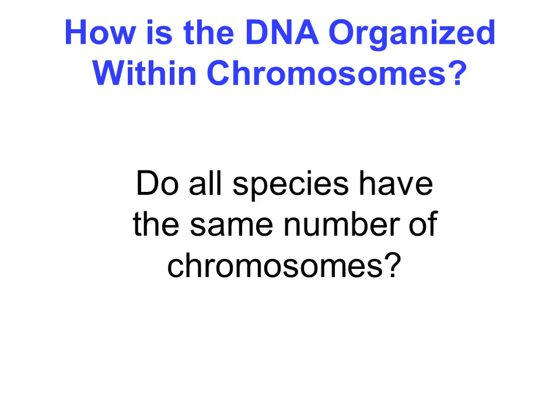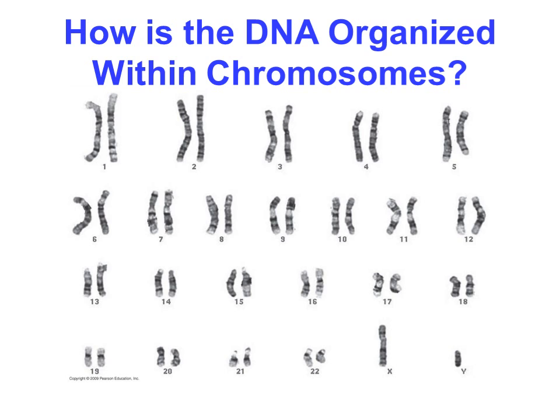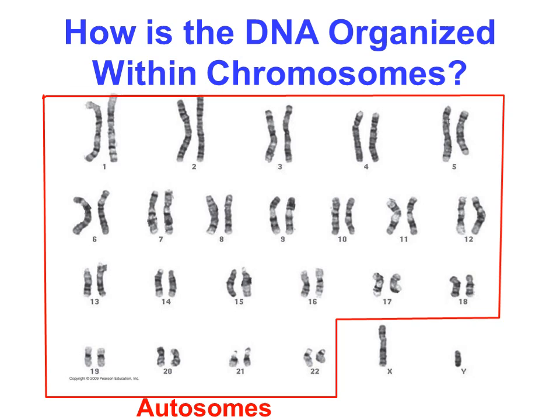So my first question to you is, do you think that all species have the same number of chromosomes? Well, the answer is no, they do not. And it's not really even based on complexity of the organism. So here we have the karyotype, or the visualization of the chromosomes for human DNA. We have 23 pairs of chromosomes, the first 22 of which are referred to as our autosomes, and then the other 2 remaining chromosomes are referred to as our sex chromosomes. So here we have one X chromosome and one Y chromosome, so this would be a male. If it was a female, we would have had 2 X chromosomes.